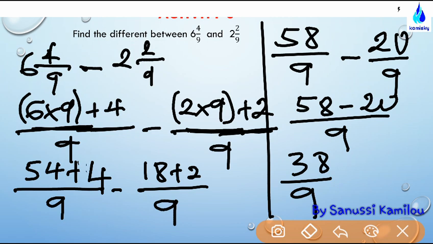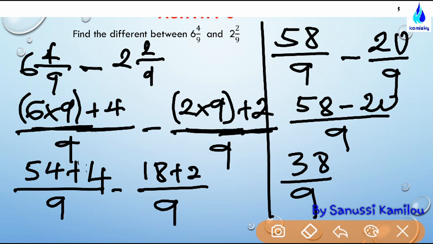Are you going to keep the answer like this? No, because it is improper fraction. For that matter, what do we do? We convert it into proper mixed fraction. We are going to convert this into mixed fraction. Are you there? So now let's do that one over here and see what we shall get.